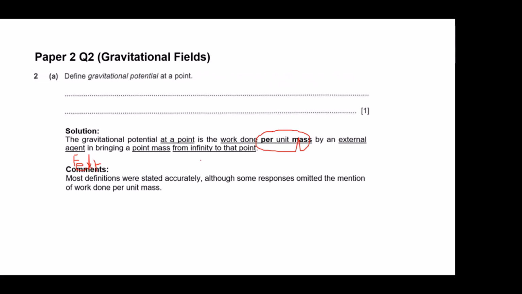Okay, what are some of the comments on this question? Most of the definitions were actually stated quite accurately. Some of them omitted the mention of work done per unit mass, or mixed up without stating from infinity to the point. There are also other points, for example, you can talk about how without a change in KE, there's actually no acceleration. It's moving at a constant velocity.